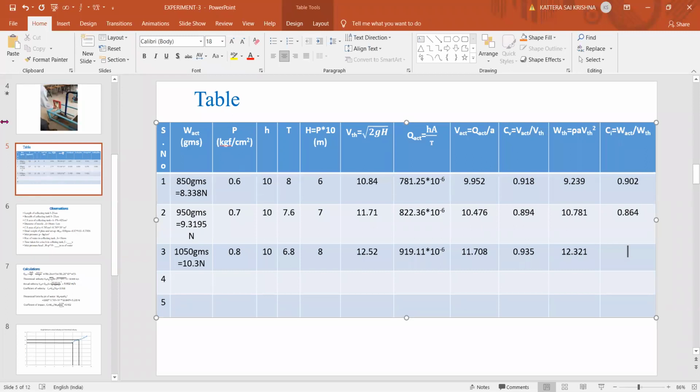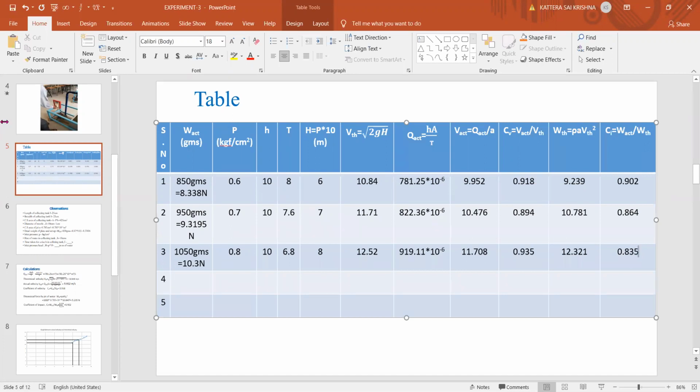So next, who is next? 12, Shoaib Ahmad. 312. Yes, sir. Please tell the value. One minute. 0.8359. Okay.